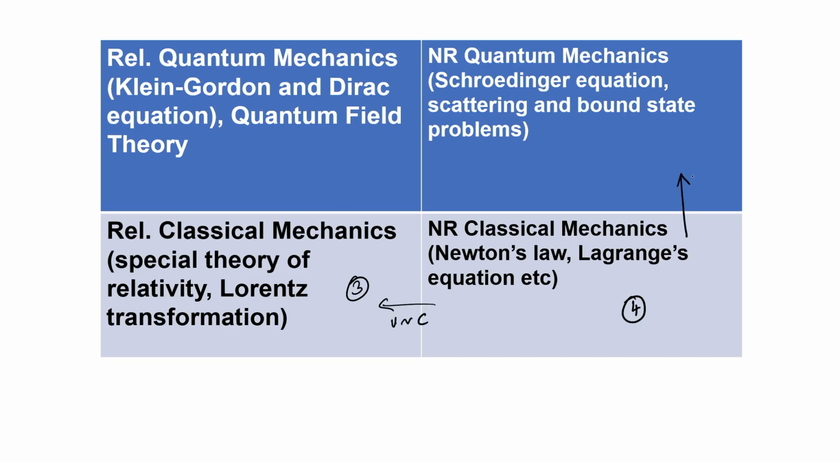We have also looked at this second quadrant, in which we have talked about non-relativistic quantum mechanics. In fact, we have spent the maximum time of this course on non-relativistic quantum mechanics, where we have studied the Schrodinger equation for various kinds of potentials, including a constant potential, and then a particle in a box, harmonic oscillator, hydrogen atom, and so on and so forth.